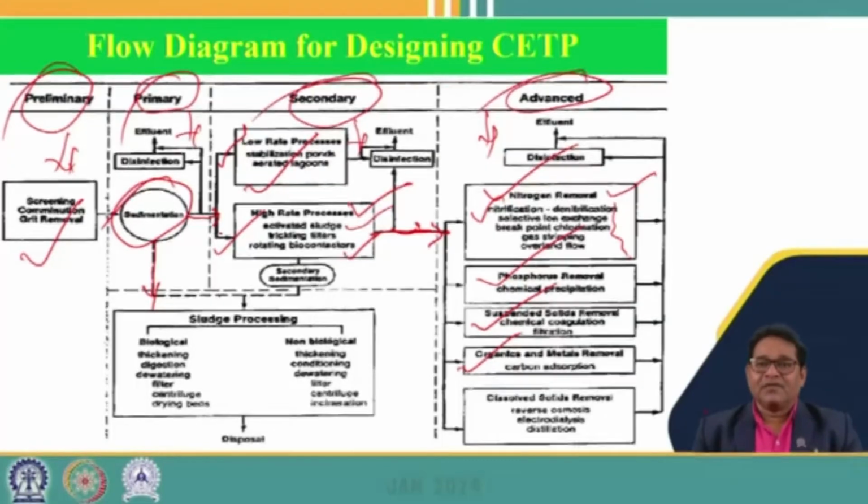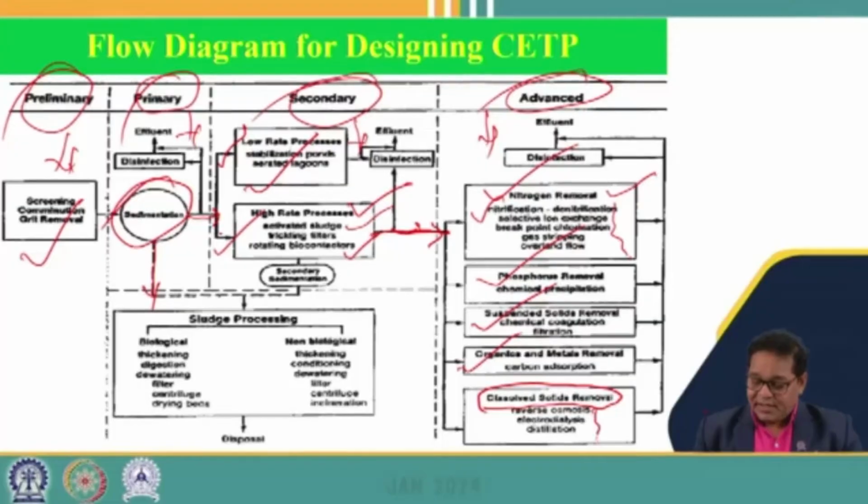Similarly, if there is phosphorus, we have to use the chemical precipitation process for its removal. If very fine suspended particulate matter and fine colloids are present which are not removed, then we have to go for coagulation and flocculation, or maybe membrane processes. And if dissolved solids are still present after the treatment, there are reverse osmosis, electrodialysis, and distillation processes. So a number of processes are there.